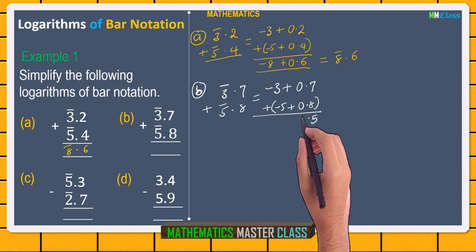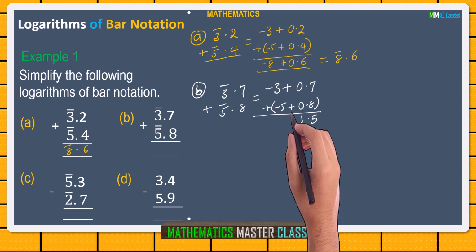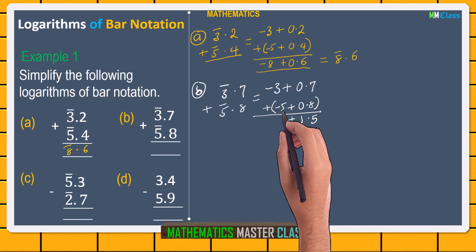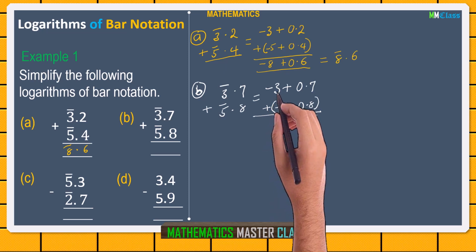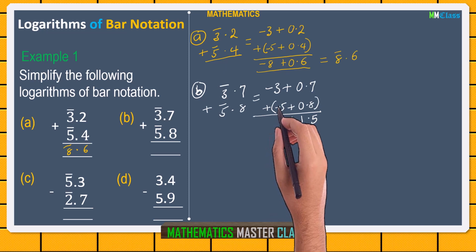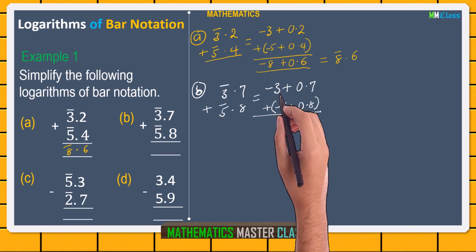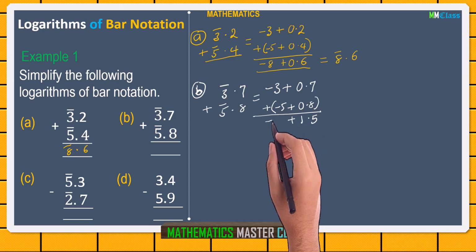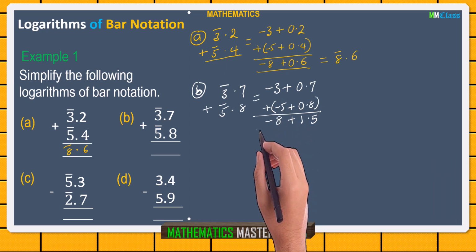Plus this 0 here again will give us 1. Bring down the plus. Now we have minus 3 plus minus 5. So minus 3 plus minus 5. Remember, this plus times minus will still give you minus. So what we have now is minus 3 minus 5. So that will give us minus 8 again.